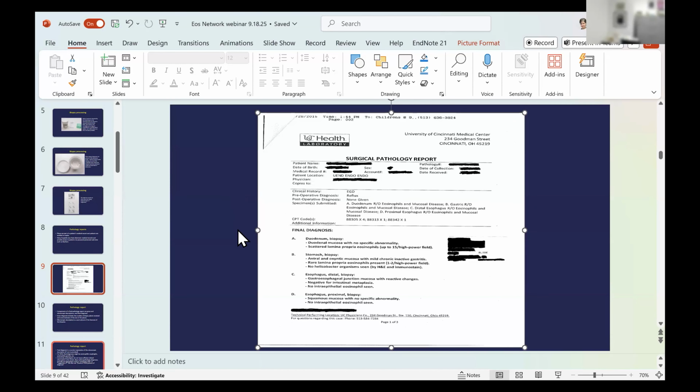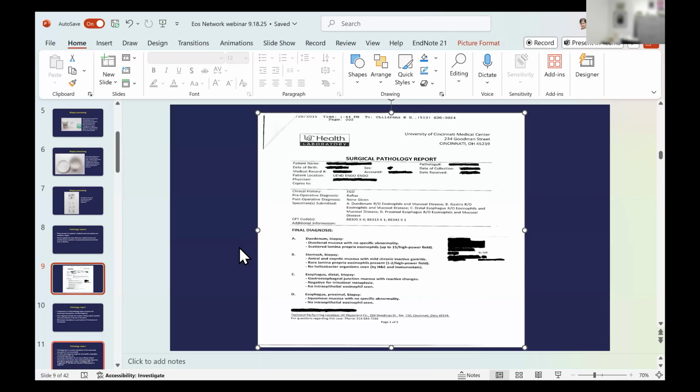And here, this is fairly typical. The diagnosis begins with what tissue the pathologist is reporting on, such as duodenum, biopsy. So you know that what follows is about the duodenum, that the mucosa has no specific abnormality. That means it's probably normal. And there are scattered eosinophils. That's expected. The duodenum normally contains eosinophils.